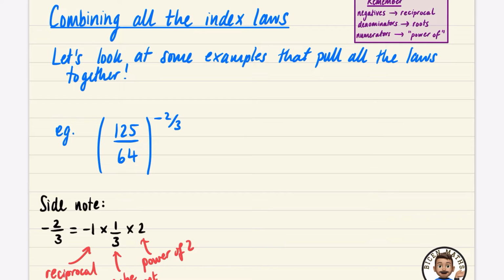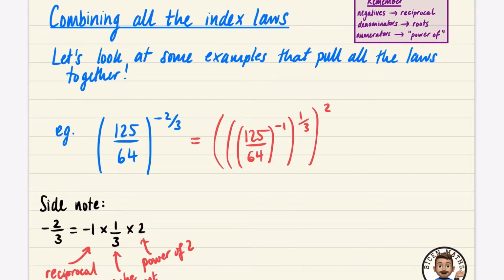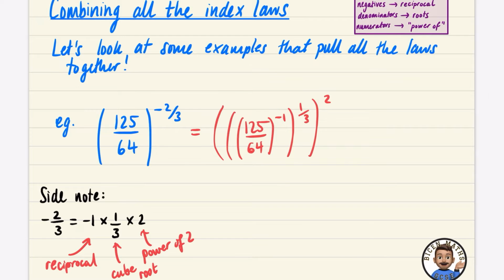So the 125 over 64, that is the same as 125 over 64 to the power of minus 1. I'm going to need to move this across because I'm going to need some more space. And then it's that to the power of a third. And then it's the power of that to 2. Because the bracket law said that we can take these three things and multiply them together and it would be the same as 2/3. So let's do it one step at a time. You probably wouldn't do it in quite as much detail as I'm doing here eventually, but we're going to do this first one, which is the 125 over 64 to the power of minus 1.